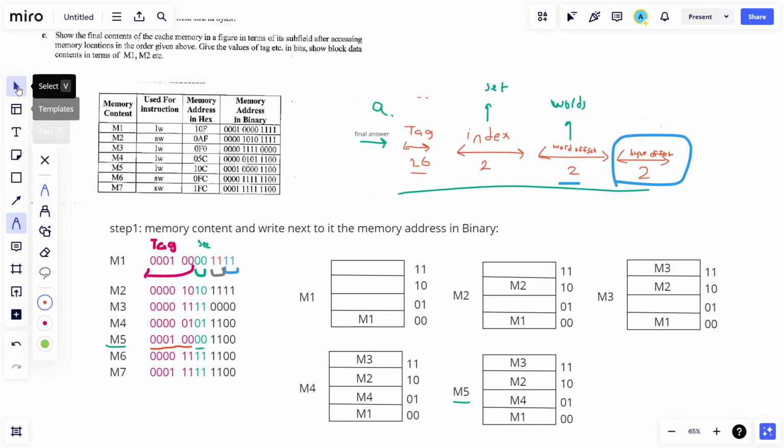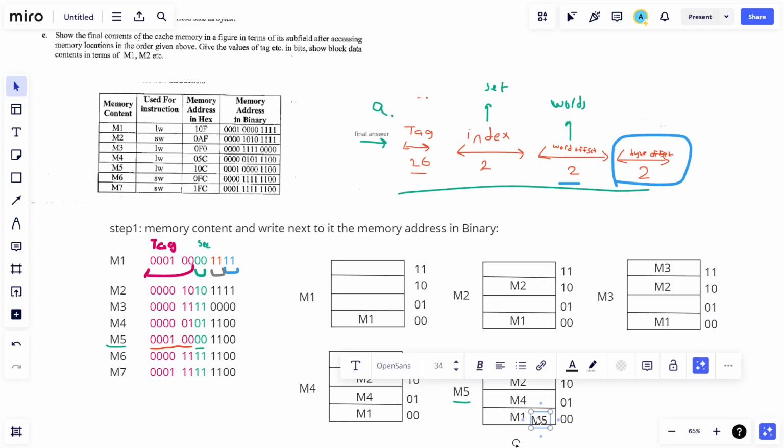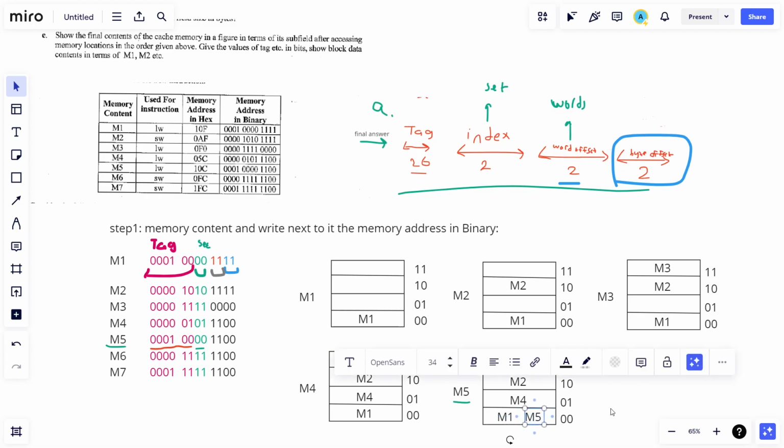So basically all we have to do is take M5, Control C, Control V, put it next to M1 just to make it neat. I'm just gonna separate both of them, and here we go. We have a beautiful table. Now continue with M6 and M7.